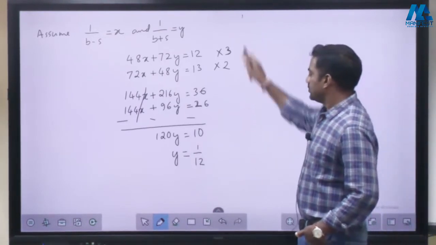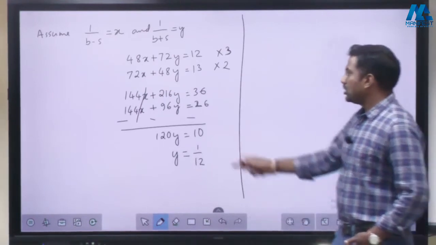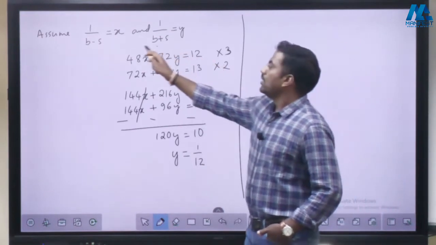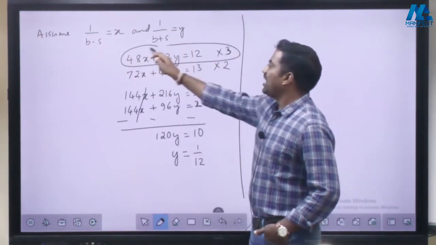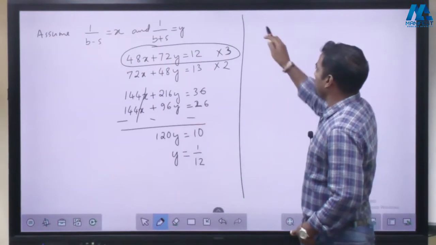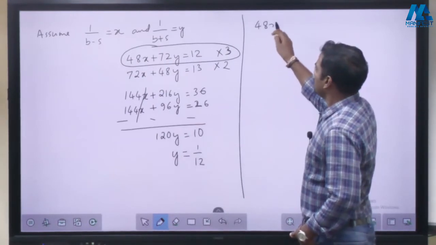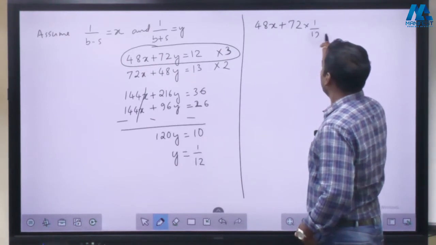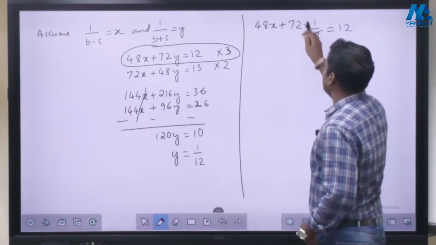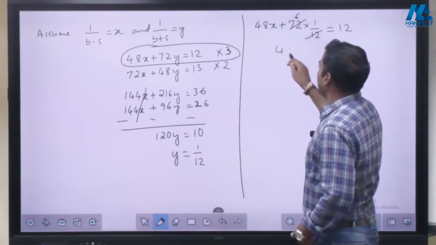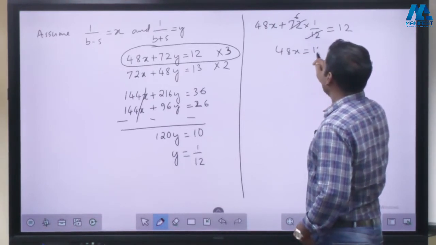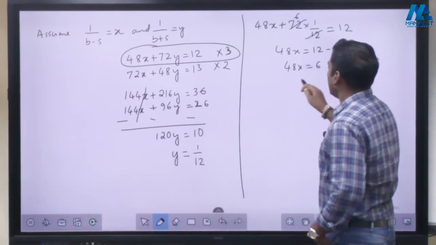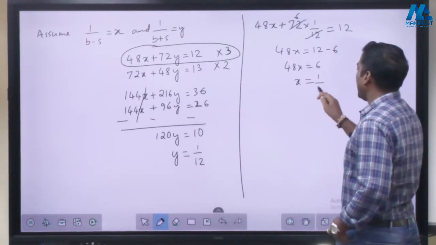Find out x. Substitute the value of y in any of the equations. I will substitute the value of y in this equation. So this will become 48x plus 72y. Y is nothing but 1 by 12, so 72 times 1 by 12 is 6. So 48x is equal to 12 minus 6. So 48x is equal to 6. X is equal to 1 by 8.